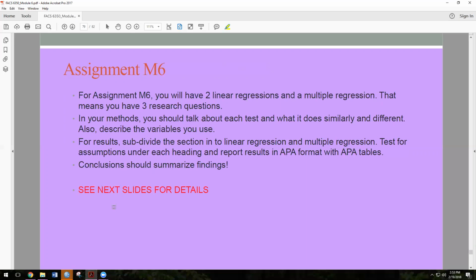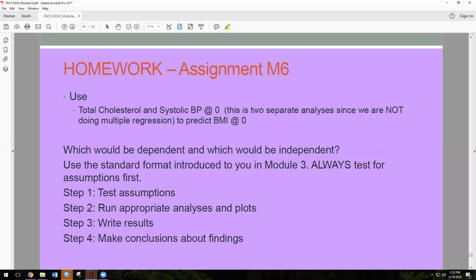for Y. So for the first part of your homework, you're going to use total cholesterol and systolic blood pressure at 0 to predict BMI at 0. So this is a simple linear regression, which means you can only have a one-to-one variable relationship. So you do two separate analyses. Your first research question is going to be: to what extent does total cholesterol at baseline predict BMI at baseline?